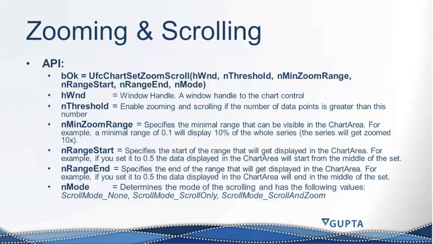And mode determines the mode of the scrolling with the following values. So if you want to switch off the scrolling, then you have to type in scroll mode none. It's a global constant value. At this point, you can switch it off by default for all the charting, so you don't have to use the property dialog. So if you have scroll only, then you can only scroll through the data values and through the charts and graphs.